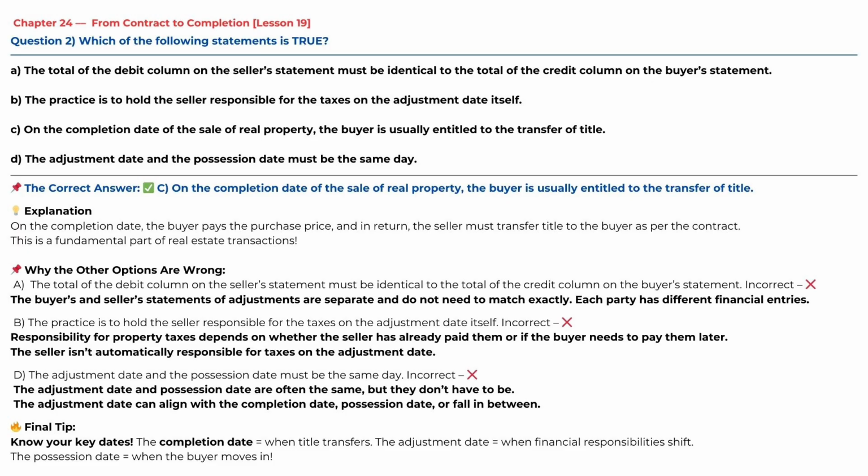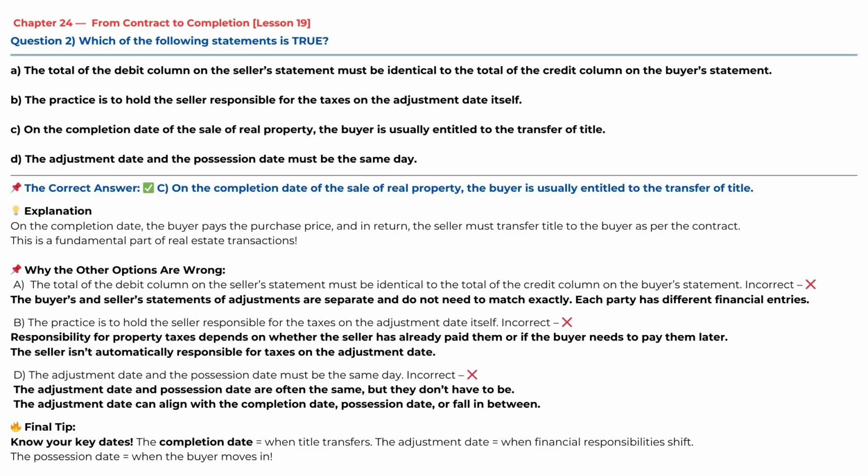Question 2. Which of the following statements is true? The correct answer, C. On the completion date of the sale of real property, the buyer is usually entitled to the transfer of title. Explanation. On the completion date, the buyer pays the purchase price, and in return, the seller must transfer title to the buyer as per the contract. This is a fundamental part of real estate transactions.